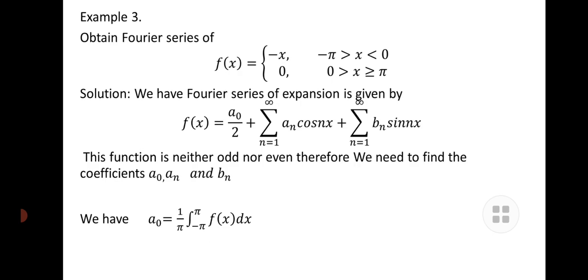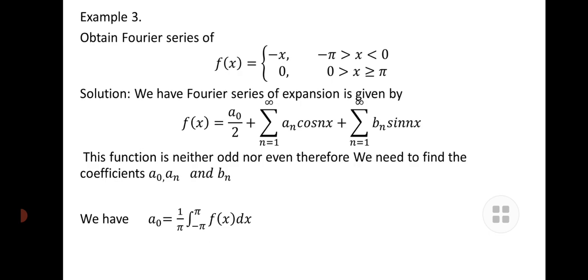In the other case, the interval is in the form of minus pi to pi. In that case, the function f of x is defined according to the interval, that is minus pi less than x less than 0. So x is in between minus pi and 0, the function is minus x. If the x value lies in between 0 to pi, then the f of x value is 0.